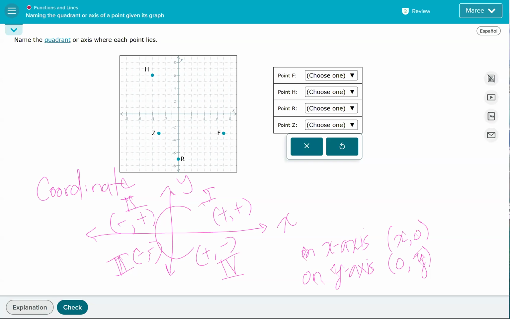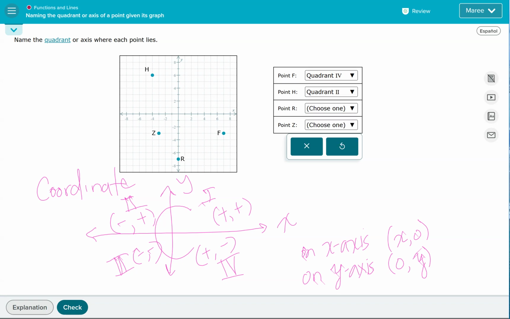So H is in the second quadrant. Okay, so they're not going in order counterclockwise. So we'll start with F, and that is in quadrant four. So it looks like it's important to look at what letter they're showing and then find it on the graph. And there you know is quadrant two.